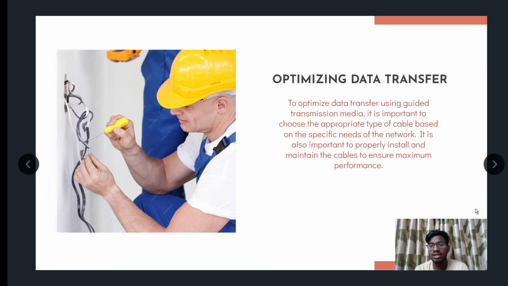How can we optimize data transfer using guided media? Generally, to optimize data transfer using guided media, it is important to choose the appropriate type of cable based on the specific needs of the network. Whether we need to use a twisted pair cable, coaxial cable, or fiber optic cable depends on the needs of the client or the network. It is also important to properly install and maintain the cables to ensure maximum throughput and performance of the network. In this way, we can optimize data transfer using guided media.